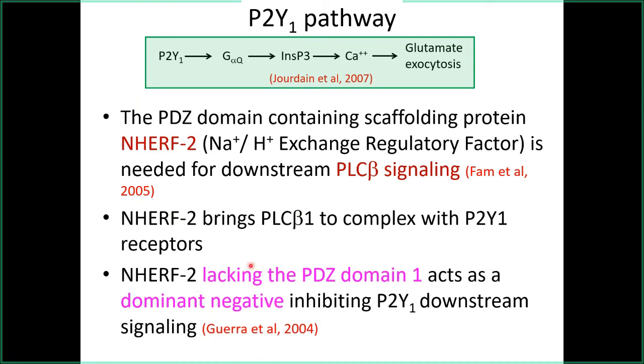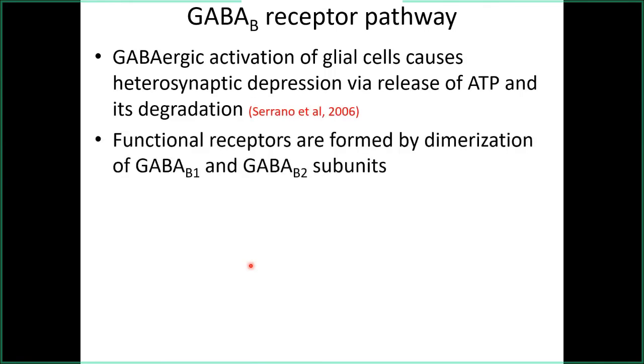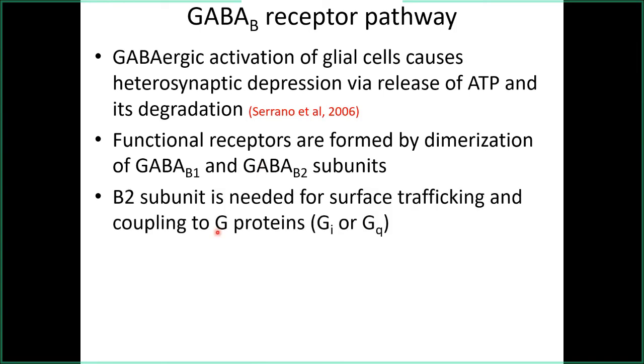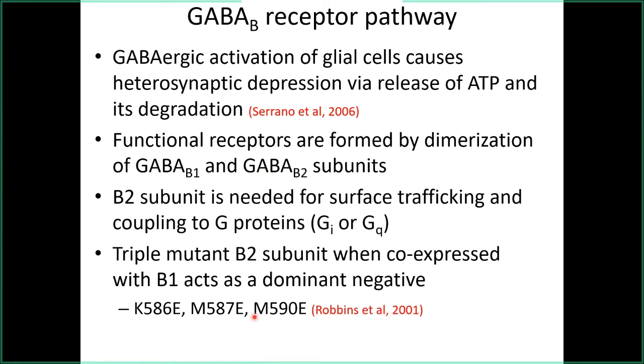So we are in the process of making this. We're also targeting the GABA receptor pathway. So for GABA receptors, we are using a slightly different strategy here. We're going to make point mutations in the GABA B2 subunit. And then we want to express them using lentiviral vectors, just as we did the mGluR dominant negative.